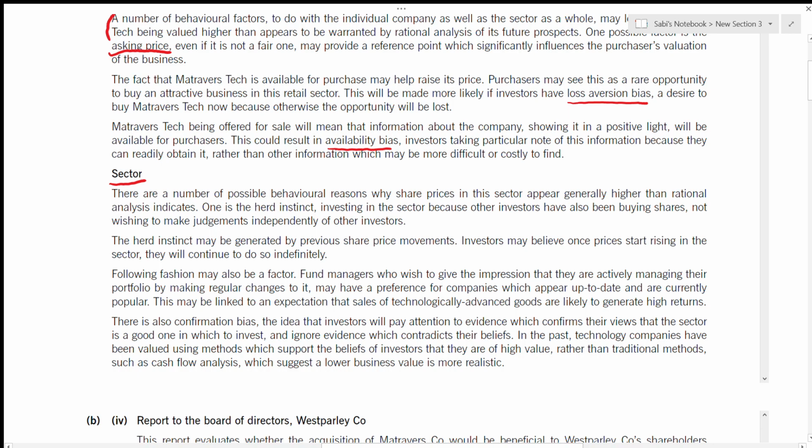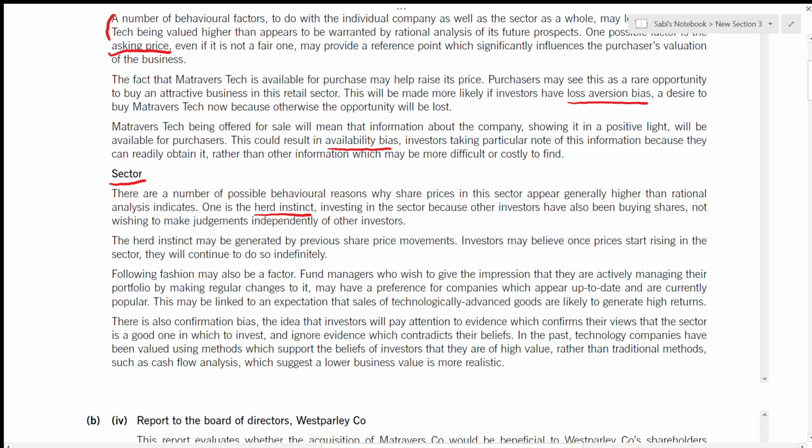Sector. Now let's read the sector part. The first paragraph is saying that there are a number of possible behavioral reasons why share prices in this sector appear generally higher than the rational analysis indicates. One is the herd instinct. It means you are following the crowd. Whatever the crowd is doing, you are doing it, thinking that they are right. So investing in the sector because other investors have also been buying shares, not wishing to make judgments independently of other investors. You don't want to take the risk of being the odd one out.